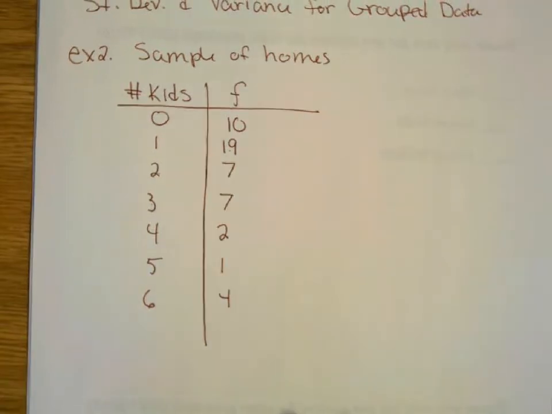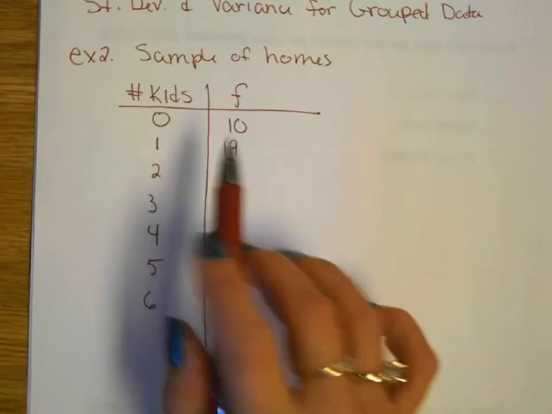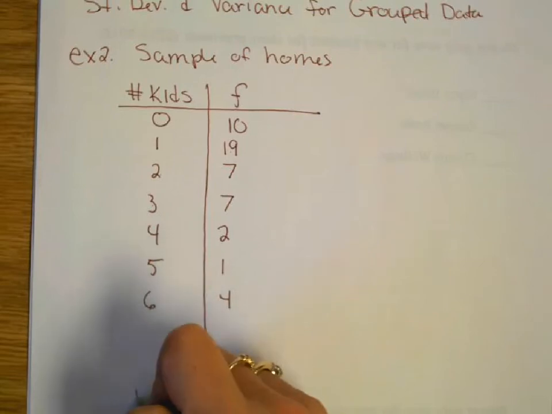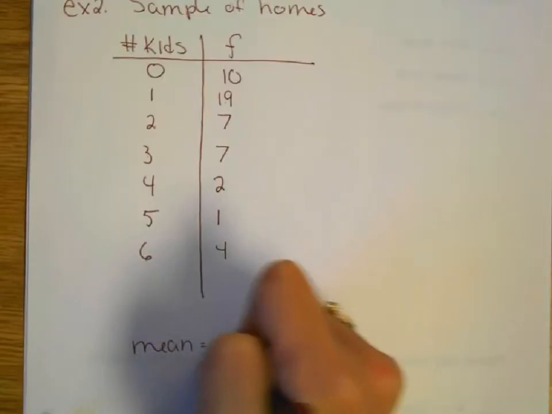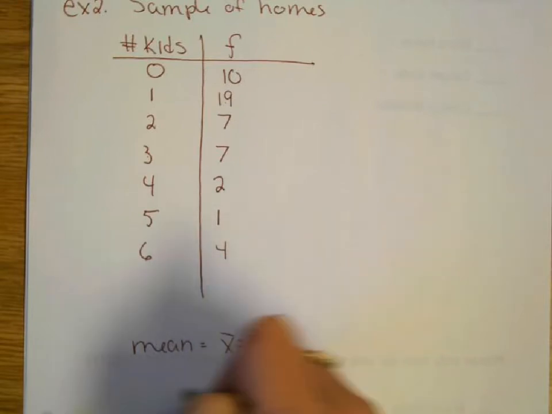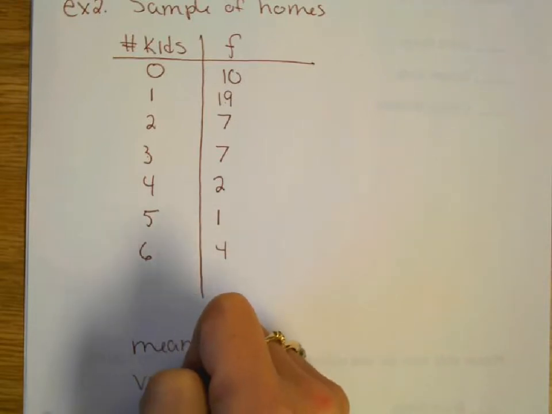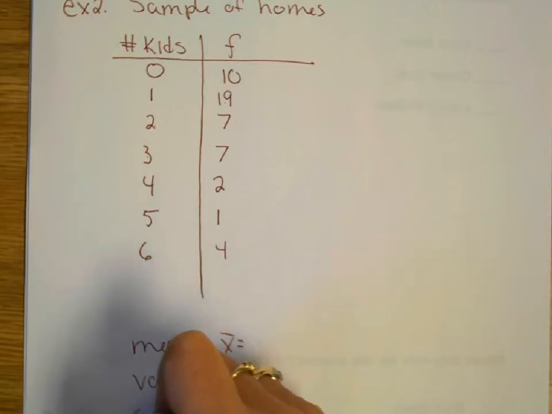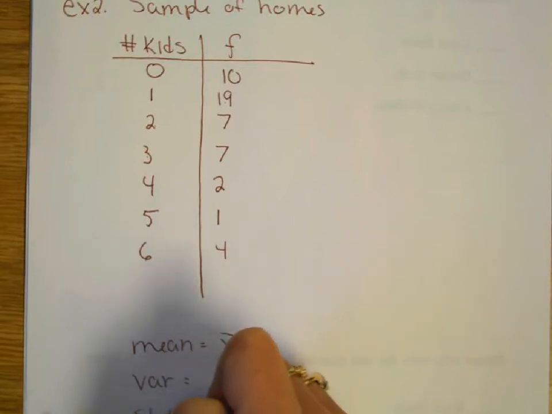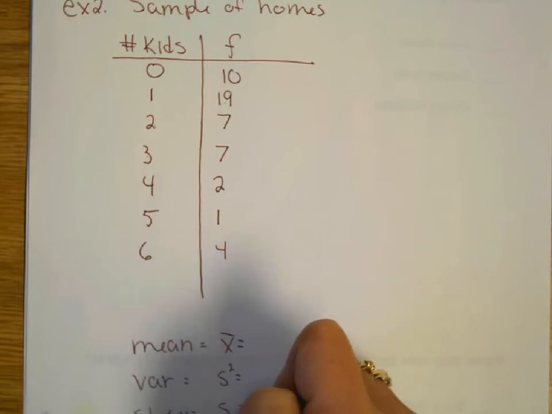My question here is to ask you to find the mean, the variance, and standard deviation for the number of kids per household. What's the average number of kids per household in this neighborhood? So, because we're dealing with a sample, get the symbols, start practicing. The mean is x bar. Variance will be s squared. And standard deviation will be s.